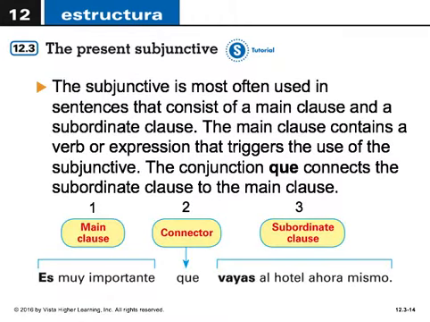So the subjunctive is most often used in a sentence that contains a main clause and a subordinate clause. The main clause contains a verb or expression that triggers the use of the subjunctive. And it always consists of these three parts. You have the main clause that triggers the subjunctive, the connector, which is que, always the word que, and then we also have the subordinate clause, which has the verb in the subjunctive mood.